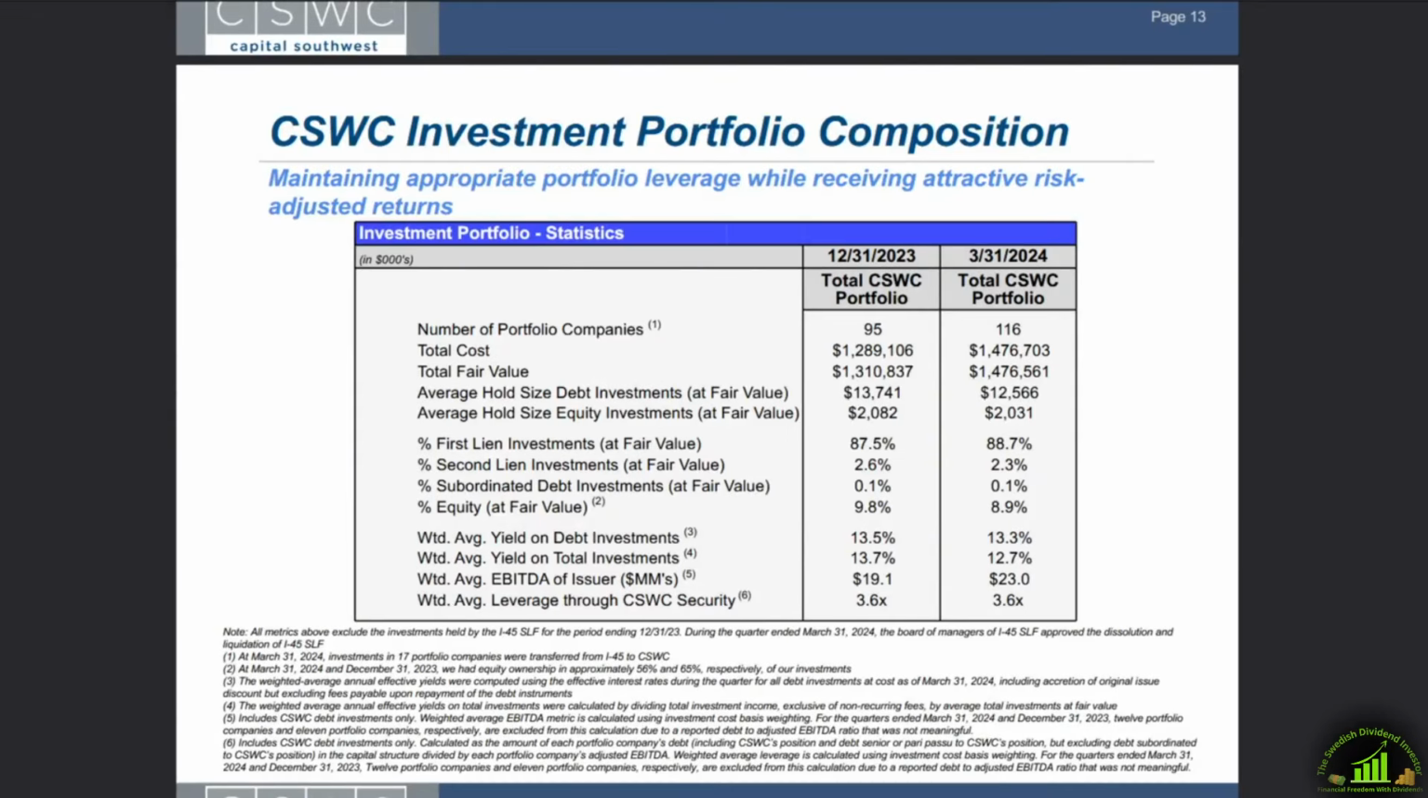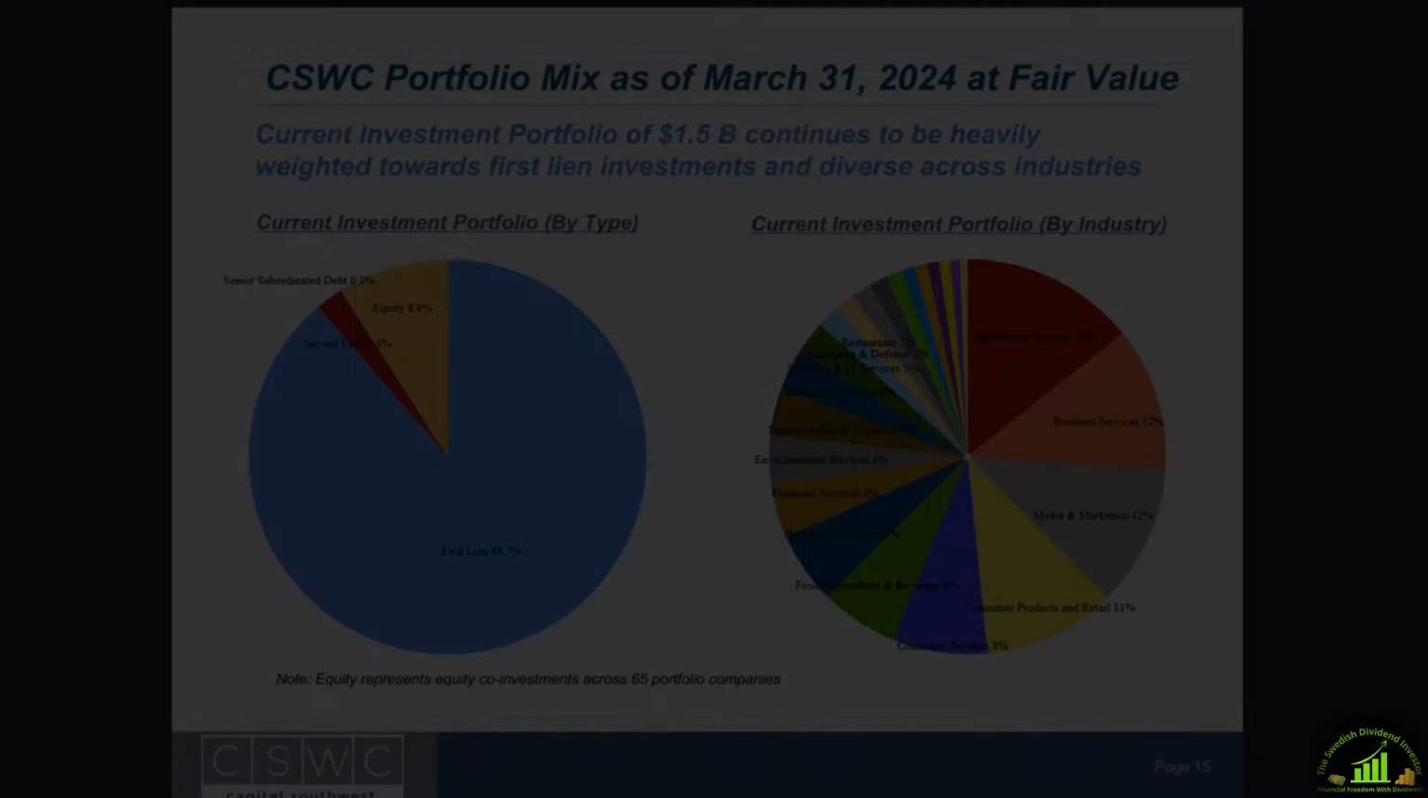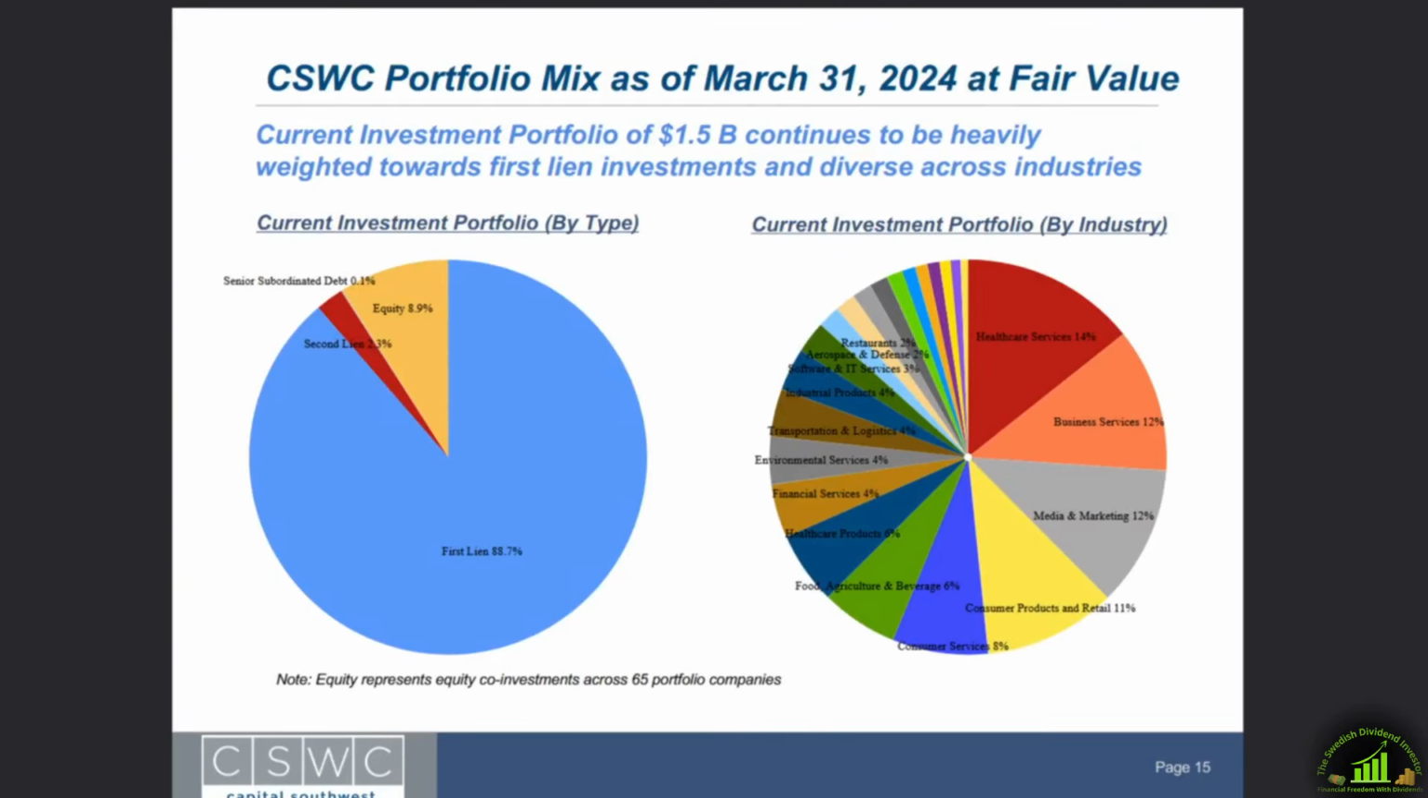They also have some equity, around 9% as of their 2024 annual report. They have a broad and diversified loan portfolio, with healthcare at 14%, business services at 12%, media marketing 12%, consumer products 11%, consumer services 8%, and so on. If you want to take a closer look, I suggest downloading their latest annual report.